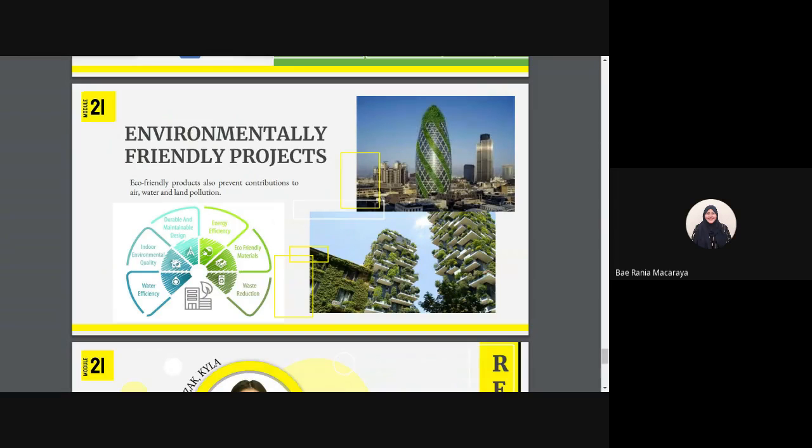Environmentally friendly projects. In understanding and integrating the concepts of previous topics that overall aim to produce a quality green building, we reduce the overall impact of the built environment on people's health and the natural habitat. Using or making eco-friendly products prevents contributions to air, water, and land pollution, so as to promote sustainable living.